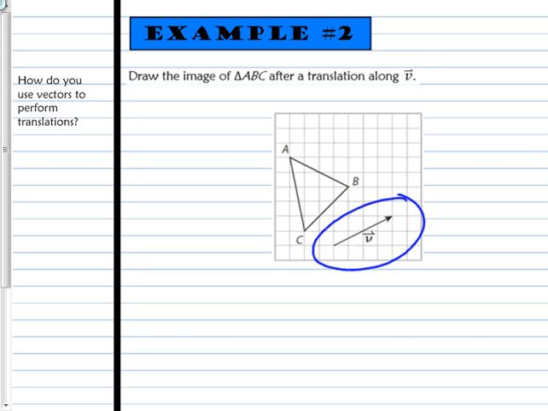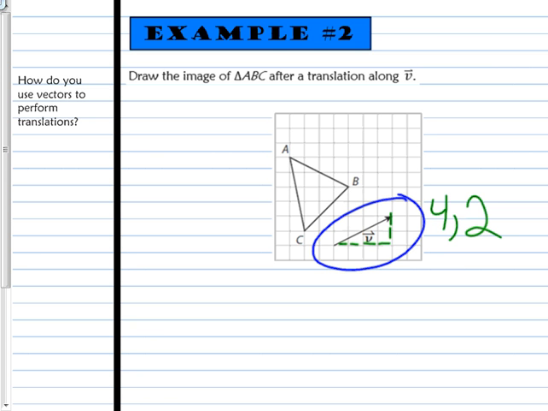What you want to do is count how many units or boxes it moves to the left or right. So 1, 2, 3, 4. It's moving 4 units to the right. And since it's moving to the right, we know that's positive. It's going toward the positive numbers. And then it's moving up 1, 2. Again, on the y-axis, it's moving up. And so this is how many units the vector is moving.